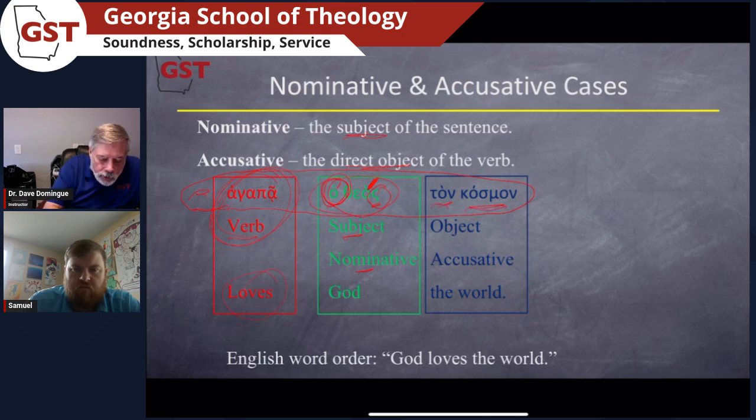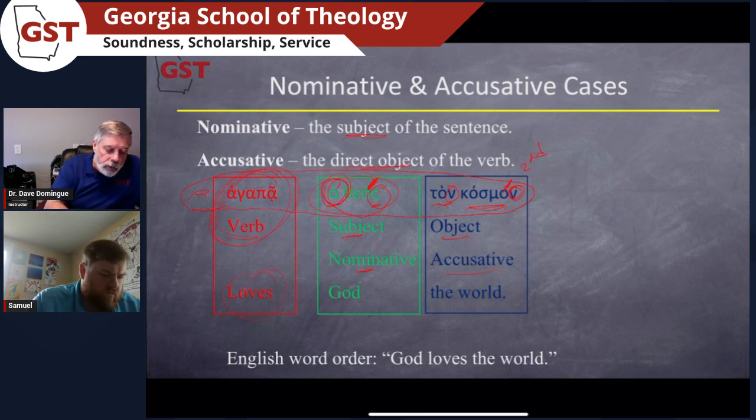Ton kosmon. Here we have our case ending, and we have our little connecting vowel, and that makes it also second declension. It's going to follow that pattern, so that's why the noun is there, and the noun is going to be in the objective accusative case. Let me go back to something here. Hold on. I'm going to double check something so that I don't misspeak, which I do often. However, I try to correct myself.